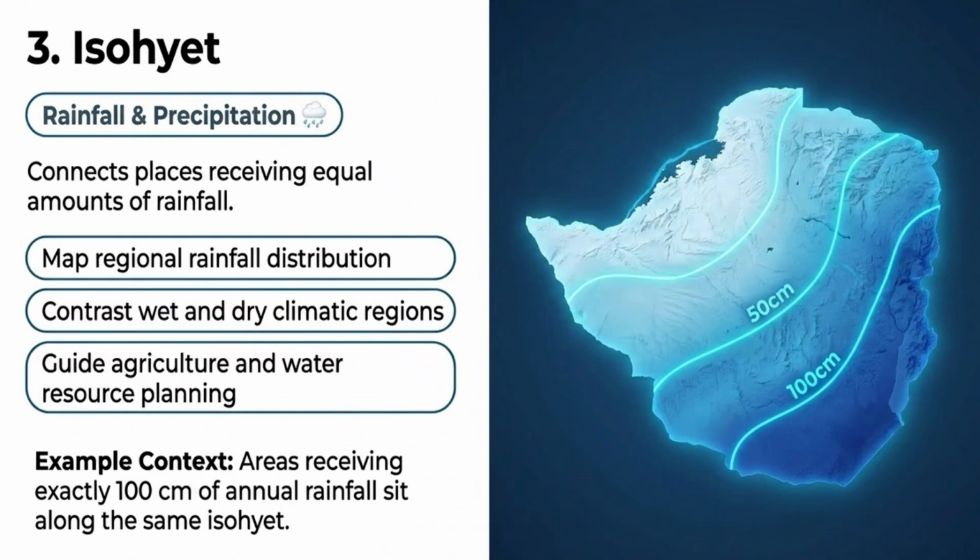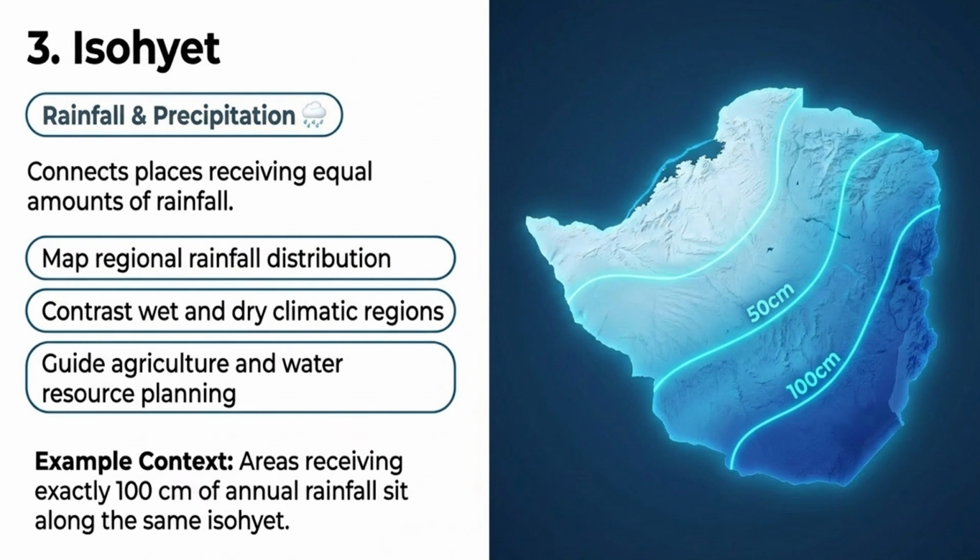The third type of isoline is isohyet. An isohyet is a line that connects places receiving the same amount of rainfall during a specific period, usually a year. For example, all places receiving 100 centimeters of annual rainfall are connected by one isohyet, while places receiving 50 centimeters of rainfall are connected by another isohyet, as shown in the figure.